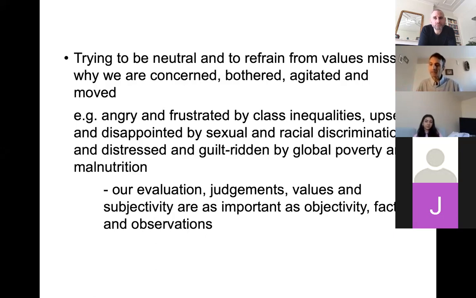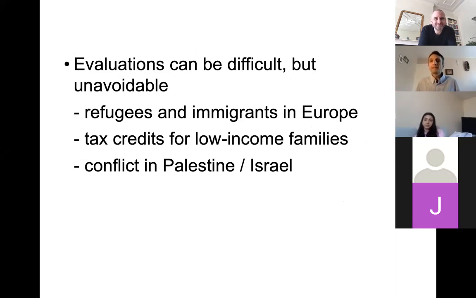and the observations and the objectivity that we bring into our work. Now, I should say that whilst I point out that evaluations, making the distinction between good and bad, just and unjust, right and wrong, are an important part of what we do, they can also be quite difficult, right? And that's why a lot of social scientists, sociologists, criminologists, psychologists are passionate about their work, because it brings up how values are important in their work and where there are disagreements.